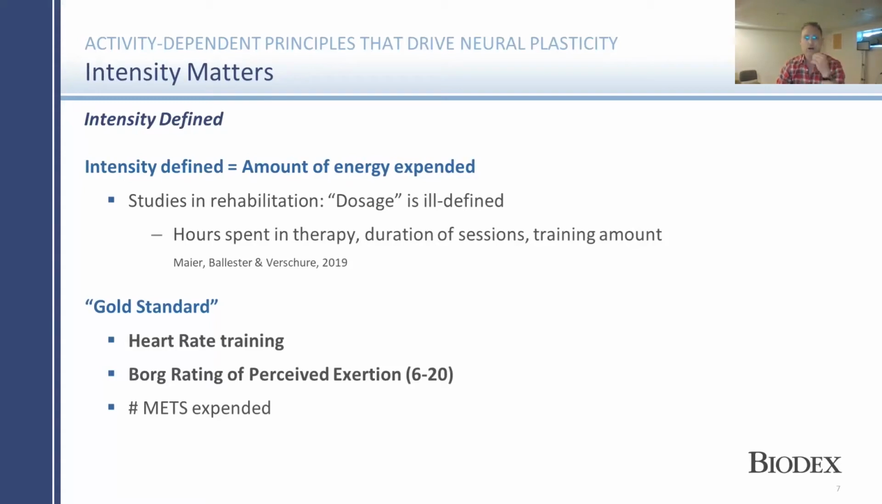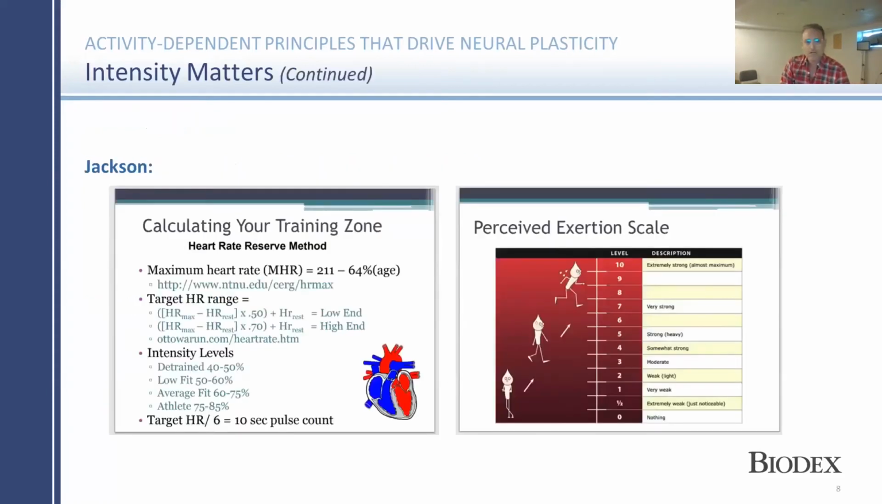This is where we go into the gold standard of training, and this is a little bit more objective, a little bit more direct: looking at heart rate training, as well as using a scale like the Borg rating of perceived exertion, so that we're able to objectively measure the intensity when we're working with our patients.